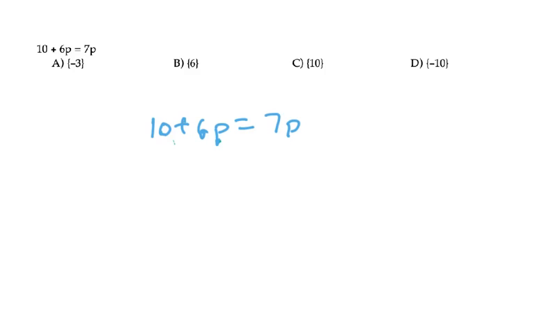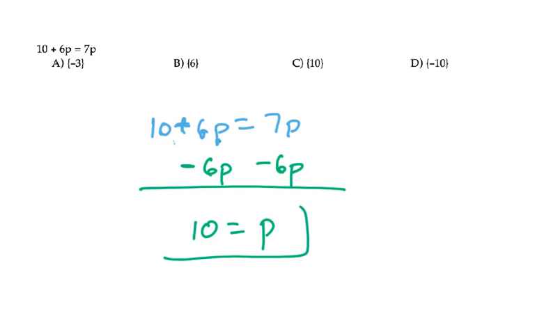Well, notice that this says plus 6p, so the opposite of plus 6p is minus 6p, so I'm going to subtract 6p from both sides. You get 10 equals, now this is nice because 7 minus 6 is 1, so 10 is p. And again, you could substitute to check.